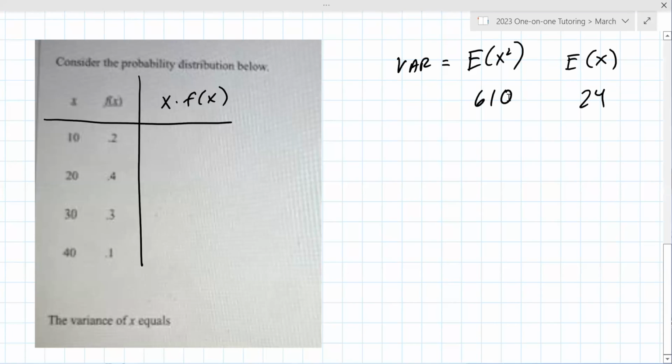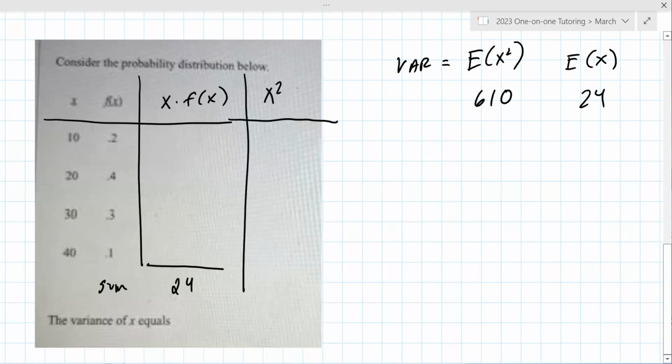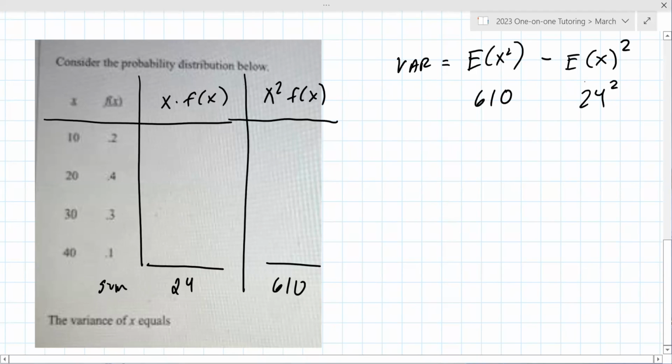So the sums, this one was 24. If you do x squared times f of x, the sum is 610. So the variance is the expected value of x squared, 610, minus the expected value of x, squared. So 610 minus 24 squared. There's no way for your calculator to do it, as far as I know, to just do it for you.